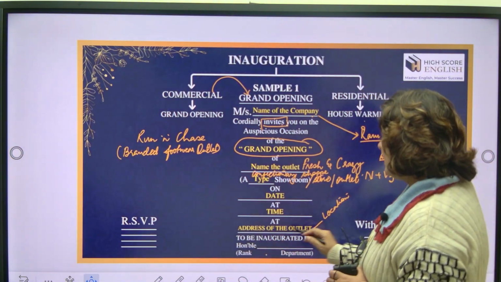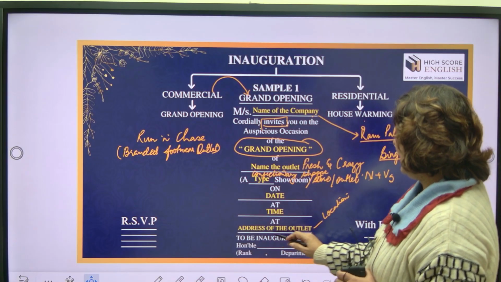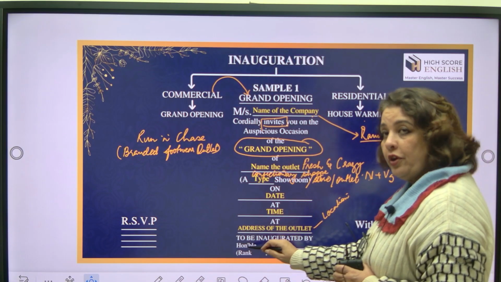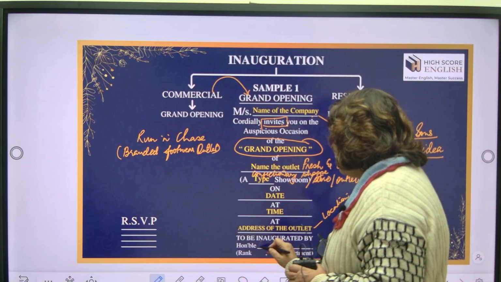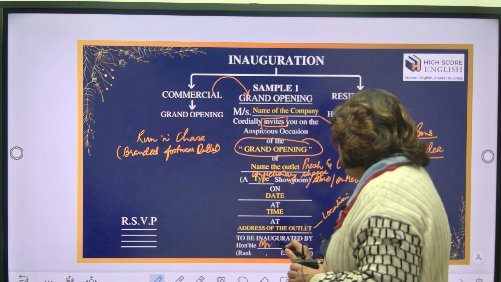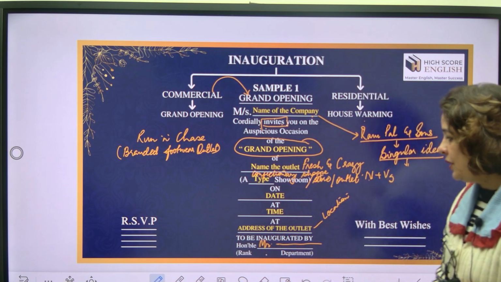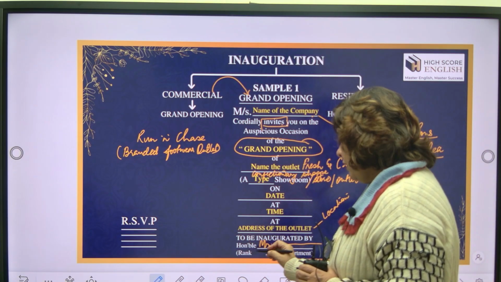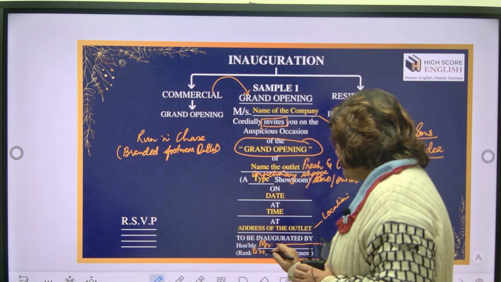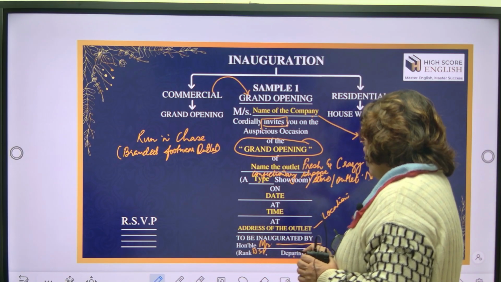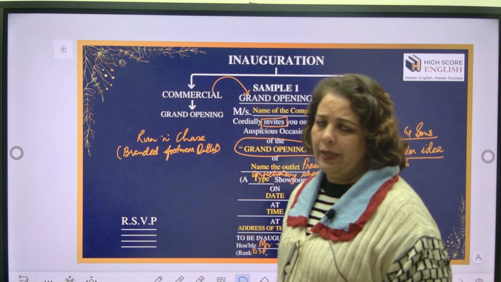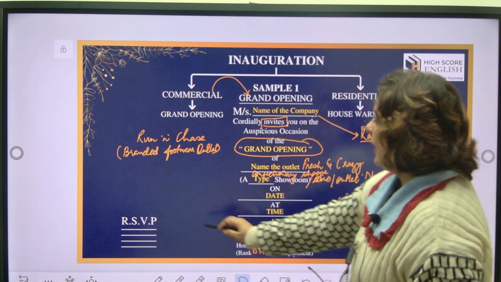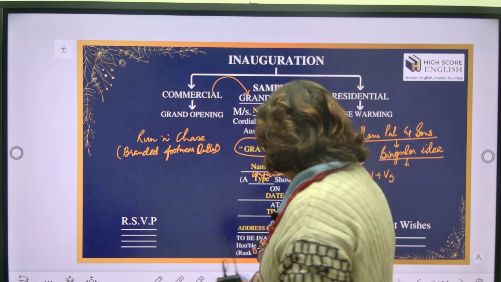Whenever you are inviting somebody as a chief guest, you have to write "to be inaugurated by Hon'ble". Honorable is always going to be in an abbreviated form. Then you are going to write the name, Mr. whatever is the name of the person. What is their rank? The rank can be DSP, and what is the department? Obviously it can be Delhi Police, or whichever department you want to write. Again RSVP.